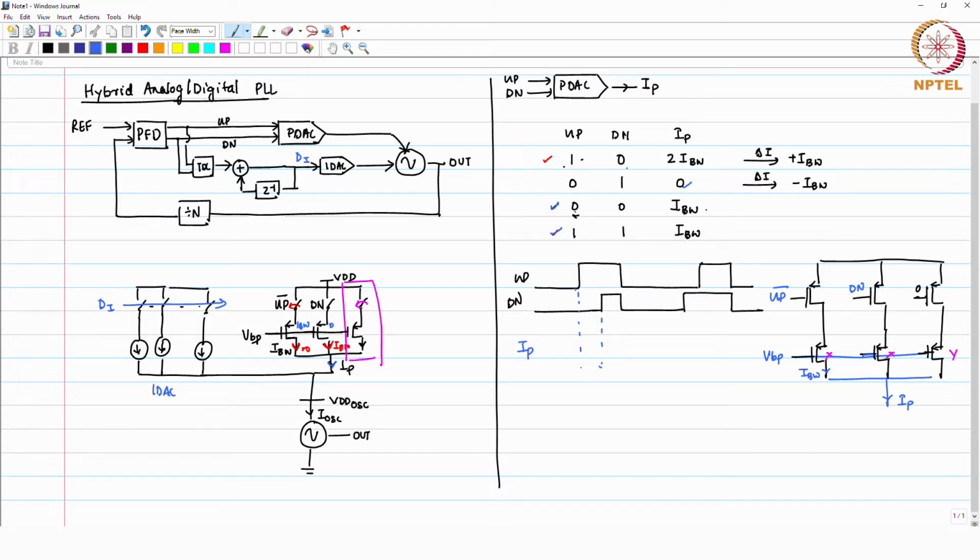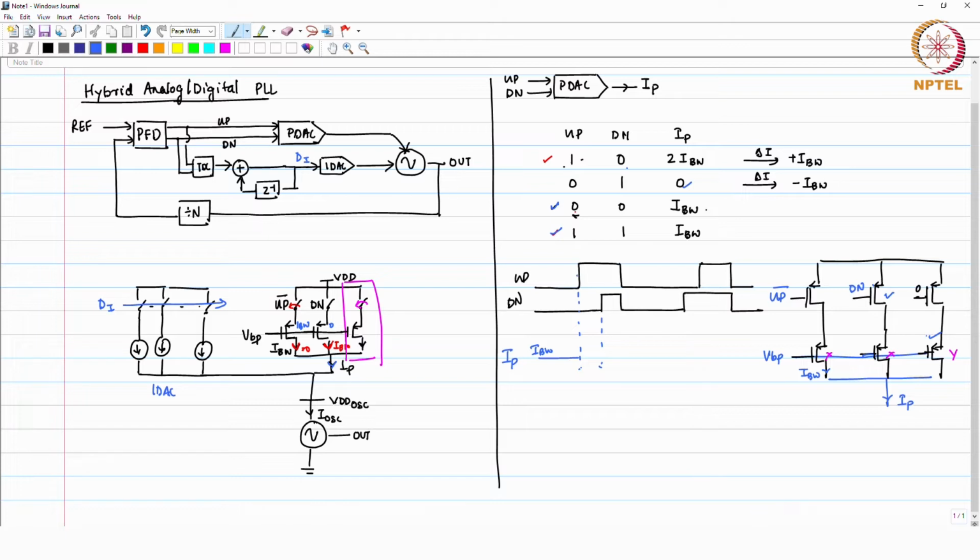So, when up is 0 and down is 0, that means you will have this transistor on. The current which flows, right now you remove this, just discard this extra current from the third branch. You only look at IP, this is the control which you are having. So, IP is equal to I bandwidth. This is IP and this value is I bandwidth.